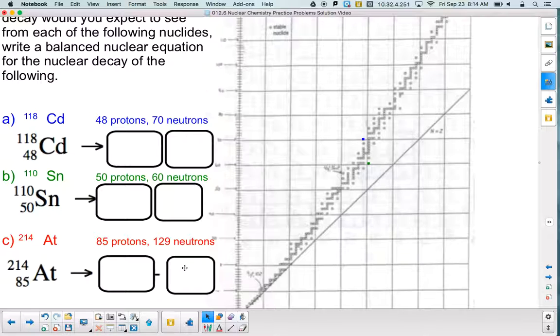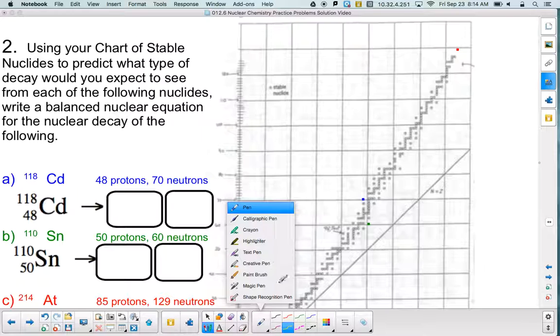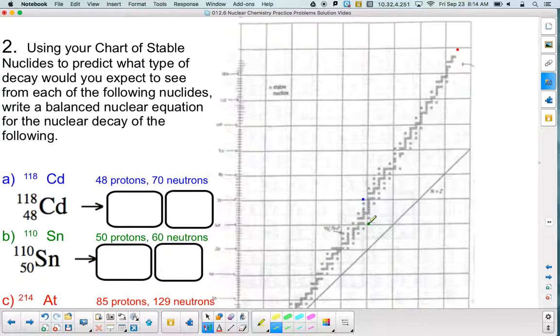Next, I'm going to put a dot on my chart of stable nuclides to represent each of these nuclides. My cadmium is this little blue dot right here. My astatine is my red dot way up here. And my tin is a little green dot right there, and I'm going to put a highlighter dot over the top of that just so you can see it a little bit better. There's the green one right there.